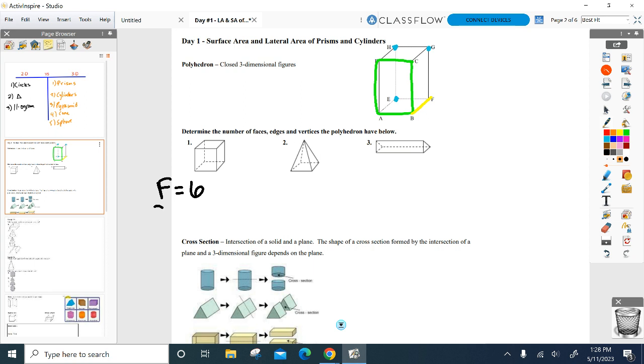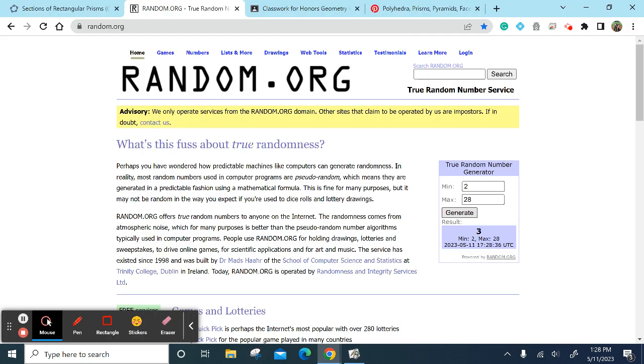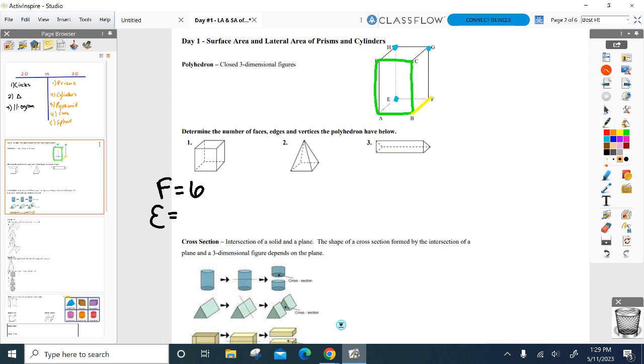All right, how many edges? And I'll let you know a common mistake with edges: people count the same edge twice, so be careful. They keep counting the same ones again. All right, count them once. How many edges up here in my cube? 12, thank you.